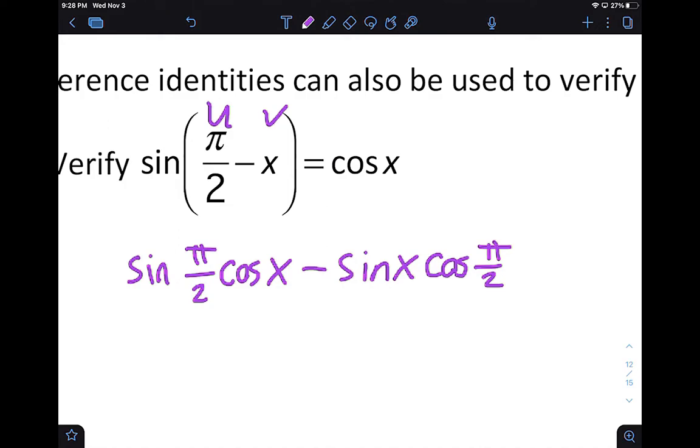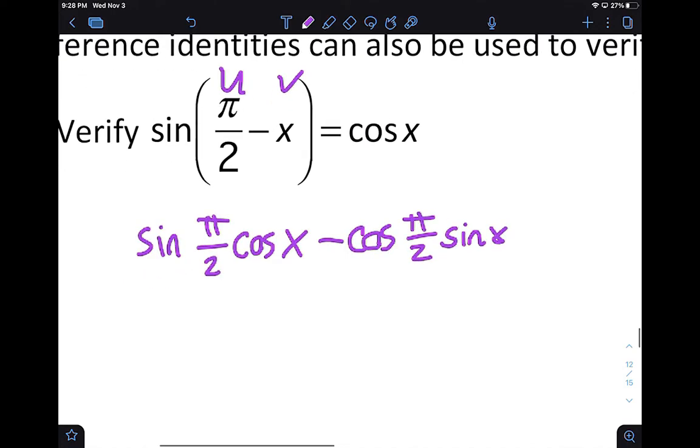Then we'll go ahead and start to simplify this down. You know what? I actually wrote it in a slightly off order, but it still comes out to the same thing. I think the formula says cosine of pi over 2, and then sine of x. That was going to still come out to the same thing anyways.